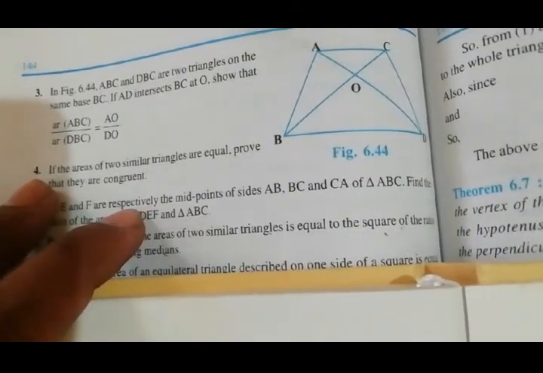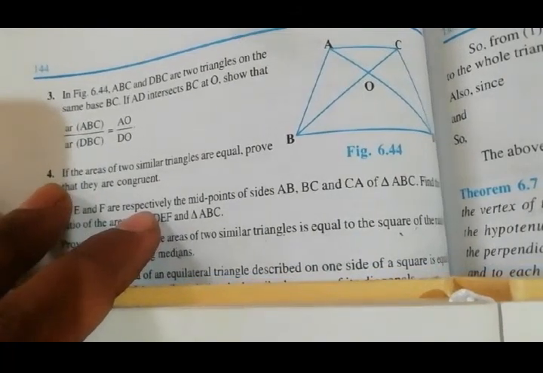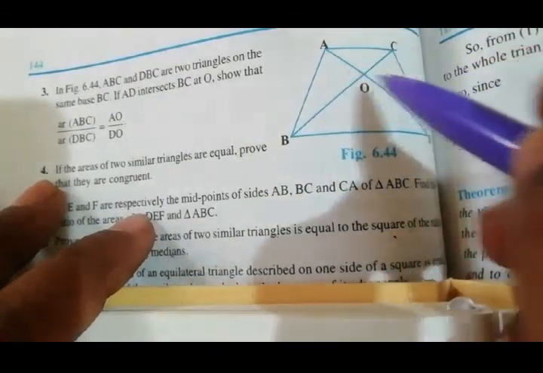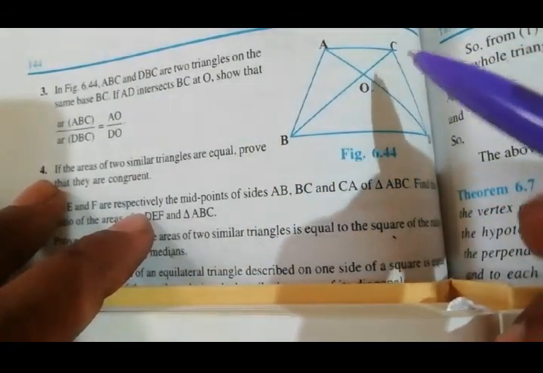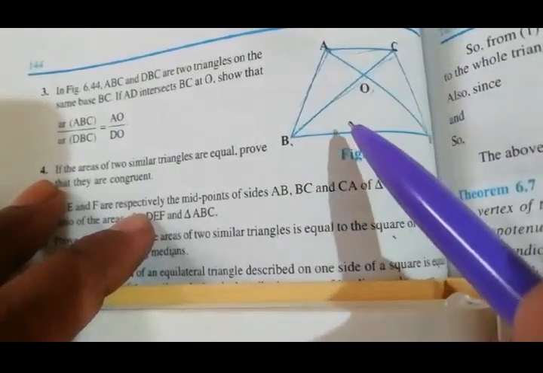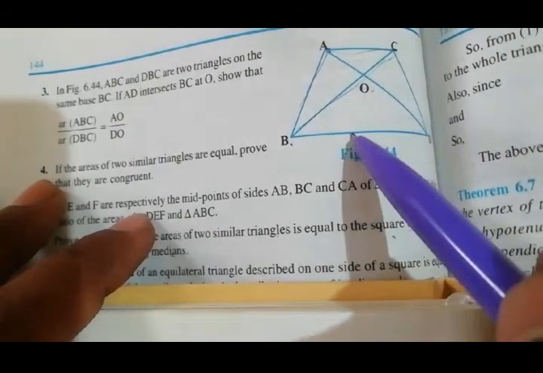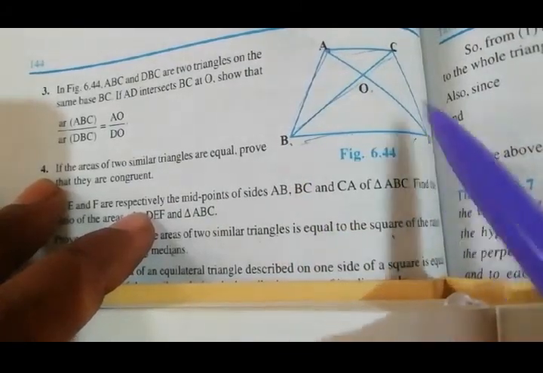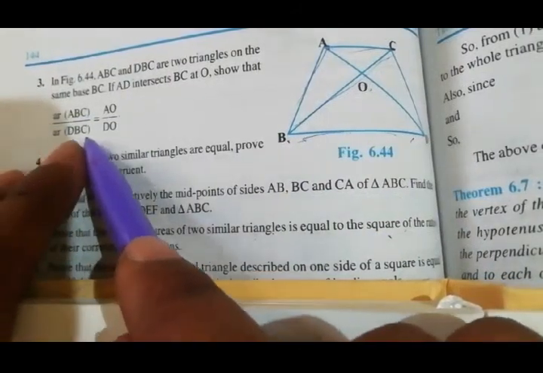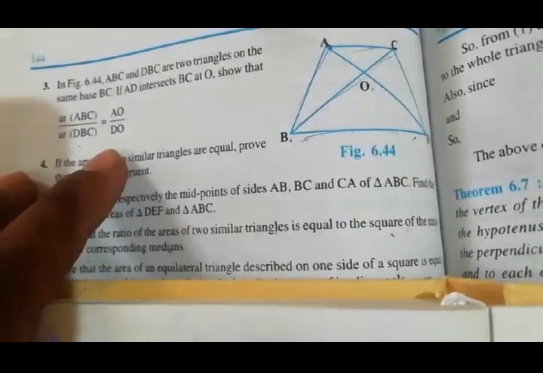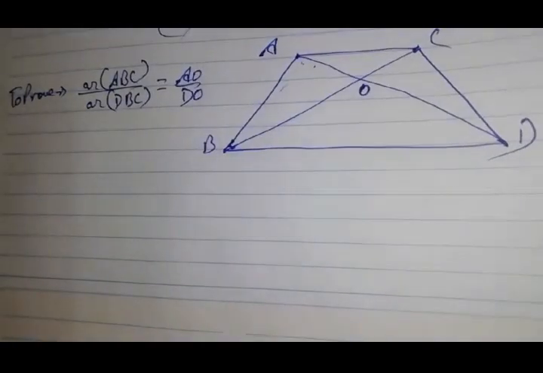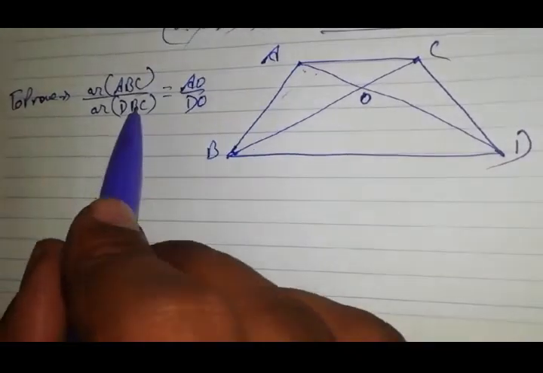In this question a trapezium is given. This is the trapezium in which we have the intersection point O. Triangle ABC and triangle DBC have the same base BC. Now what we have to prove is that area of ABC upon area of DBC is equal to AO upon DO. So this is our question, this is the figure, and this is what we have to prove.